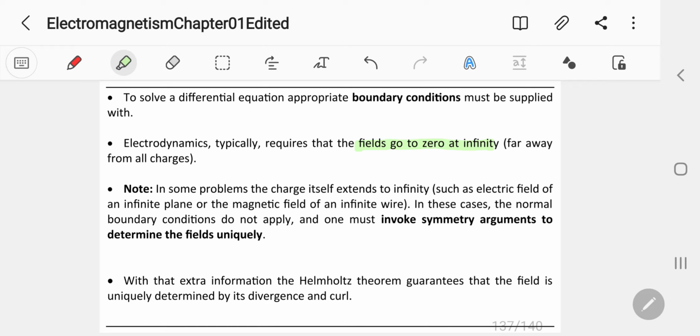And we can also invoke symmetry arguments if the normal boundary conditions are not applicable, so we can invoke the symmetry arguments to determine the fields. And so with some information, the Helmholtz theorem guarantees that the field is uniquely determined by its divergence and curl.